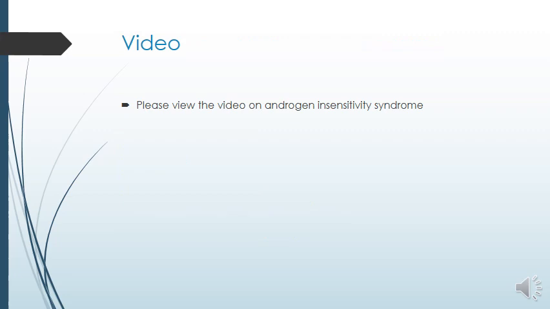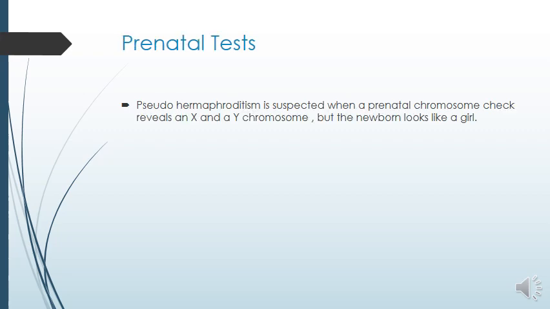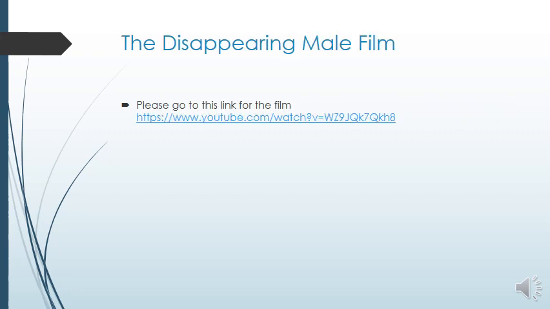Please view the video on androgen insensitivity syndrome. I would also like to make one final comment about pseudohermaphroditism, and that is that it is suspected whenever a prenatal chromosome check reveals an X and a Y chromosome, but the newborn looks like a girl. And I'd like you all to remember that. Please go to this link for the film, The Disappearing Male.